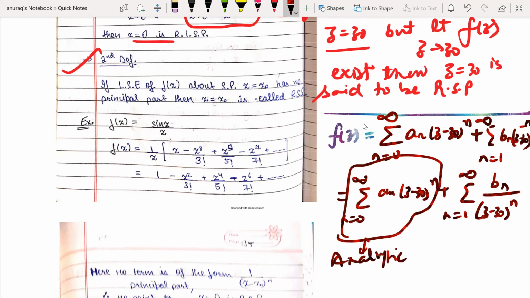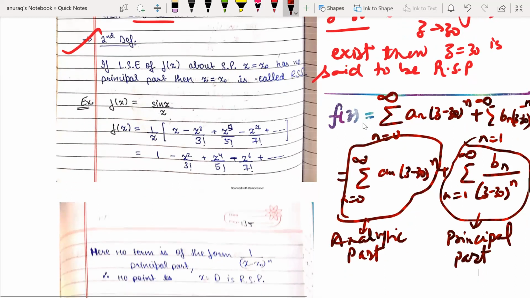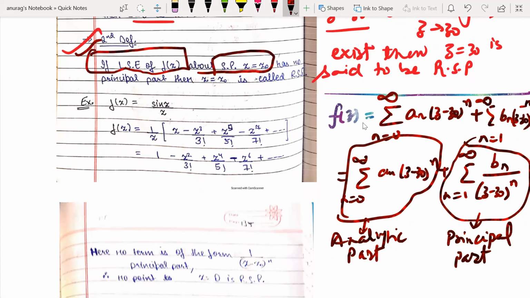If you see the lecture on Laurent, this other part is called the principal part, and this part has a crucial role in the theory of residue and singularity. So let's see what is the meaning of this. If the Laurent series of f(z) about any singular point z equal to z naught has no principal part, then z equal to z naught is called a removable singular point.